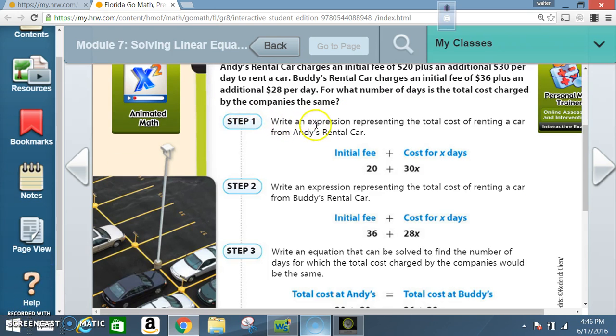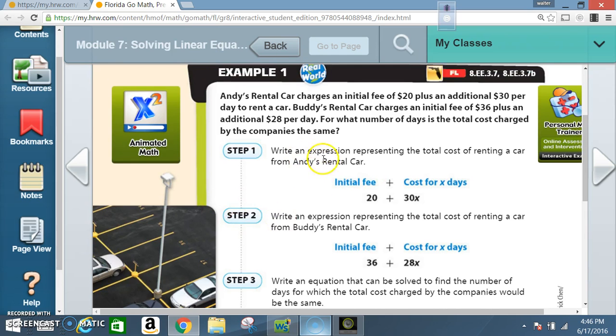Step 1. Write an expression representing the total cost of renting a car from Andy's rental car. Alright, for Andy, they told us the initial fee was $20 plus the cost for X days, $30 per day. So that's 30 times X, where X is the days.